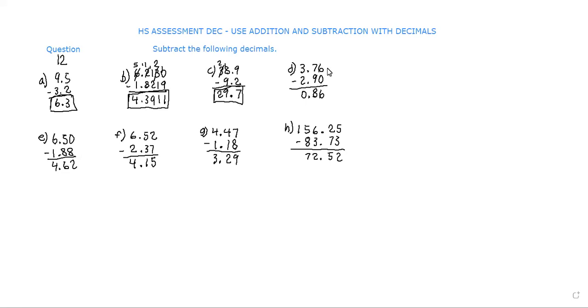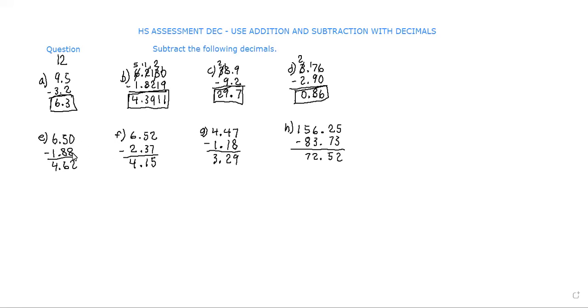Okay, now let's do letter D. 6 minus 0 is 6. 7 minus 9, we can't do that. We have to go to the place value on the left, which is 3. Borrow 1 from there, so that's going to turn a 3 into a 2. The 1 will turn a 7 into a 17. Now we can do that. 17 minus 9 is 8. 2 minus 2 is 0. So our answer is going to be 0.86.